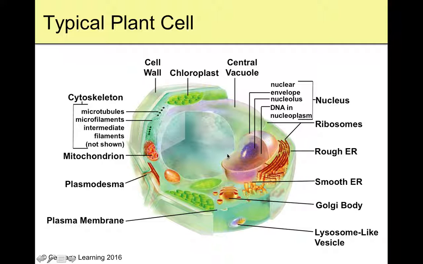We have our nucleus. It's got a nuclear envelope around the outside. It's got DNA on the inside. We have ribosomes all over the outside that are assembling little proteins. We have a rough ER assembling proteins. We have a smooth ER. We have a Golgi body packaging and modifying proteins. We have a vesicle down here. Not really sure what it's doing.